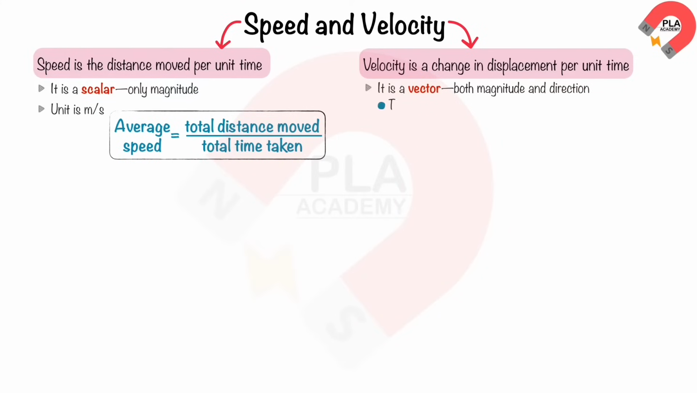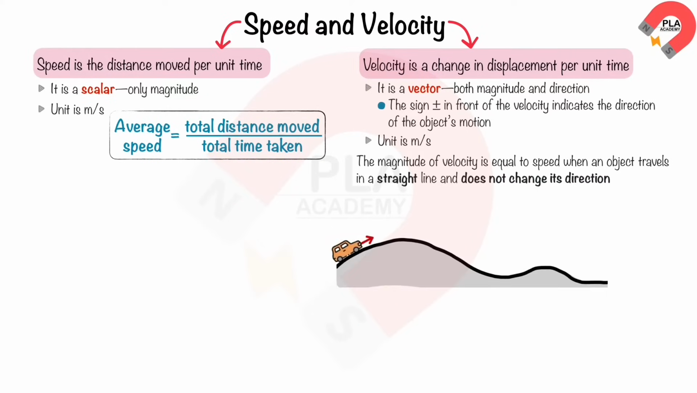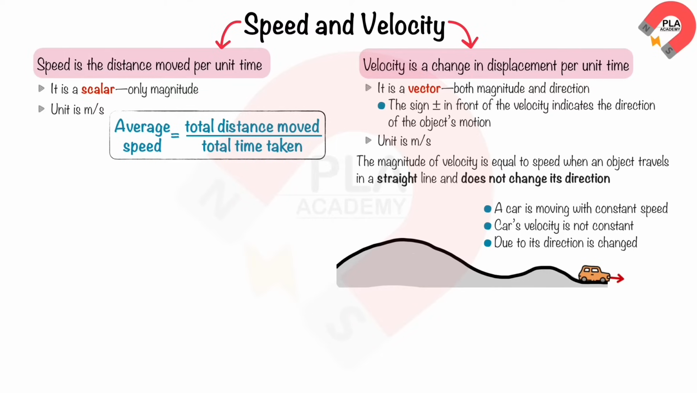In one-dimensional motion, the sign, positive or negative, in front of the velocity indicates the direction of the object's motion. The unit of velocity is the same as the unit of speed, which is meters per second. The magnitude of velocity is equal to speed when an object travels in a straight line and does not change its direction. A car travels with constant speed up and down the hill as shown. While its speed remains constant, its velocity is not constant due to the changing direction of movement.